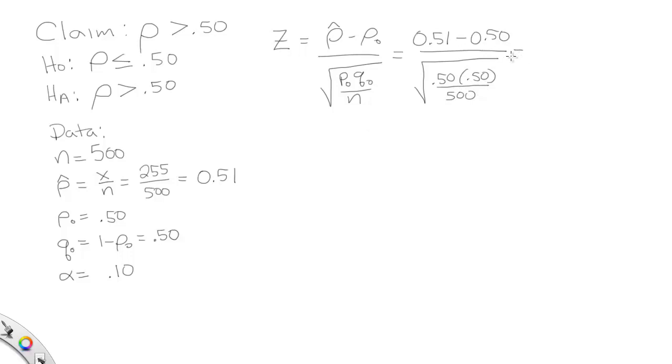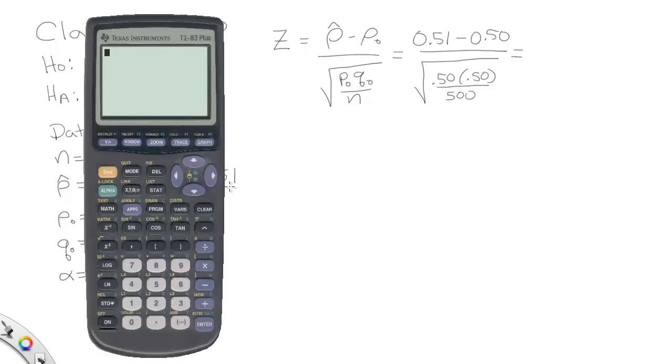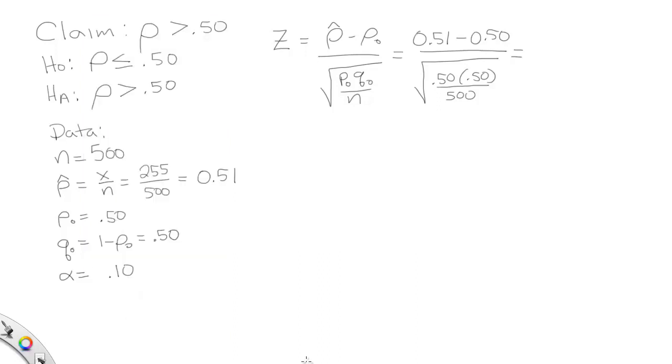Now let's work that out in our calculator. Let's plug that into the calculator and see what we get. So we're going to have, for the top part, open parenthesis, 0.51 minus 0.50. Of course, that's going to give you the difference, 0.01. You'll divide that by the square root. And the square root here will be 0.5 times 0.5. Don't need any extra parentheses there. Just do 0.5 times 0.5 divided by 500. Close it up and hit enter. When you're done, you get the answer 0.45. Okay, so now you have your test stat.